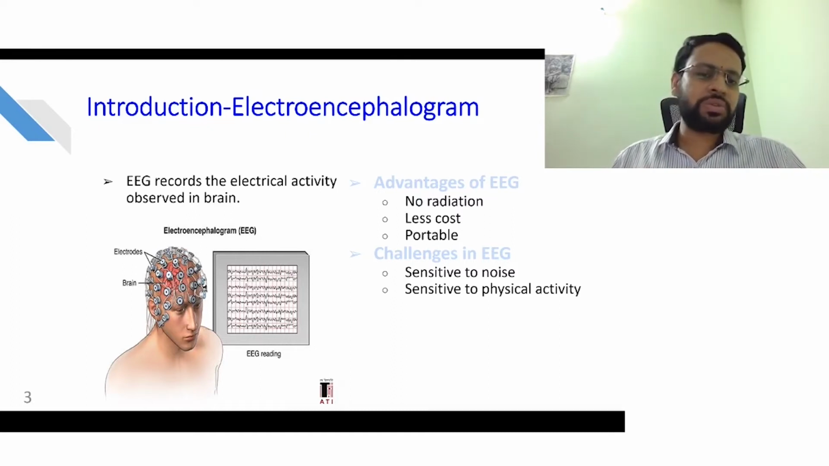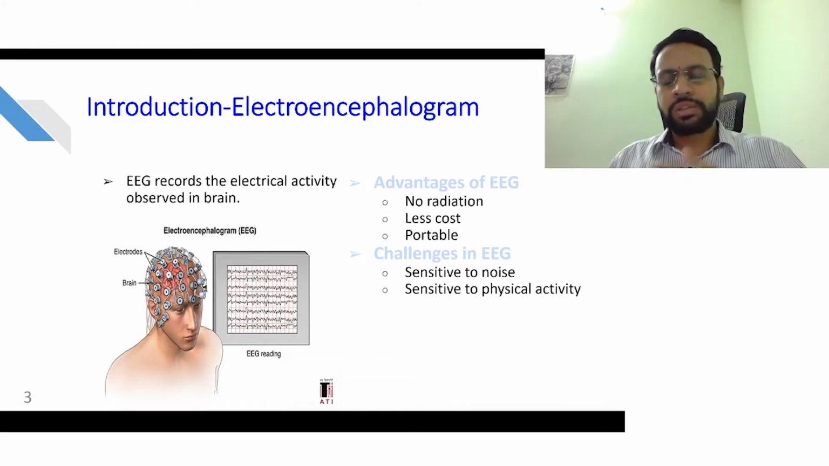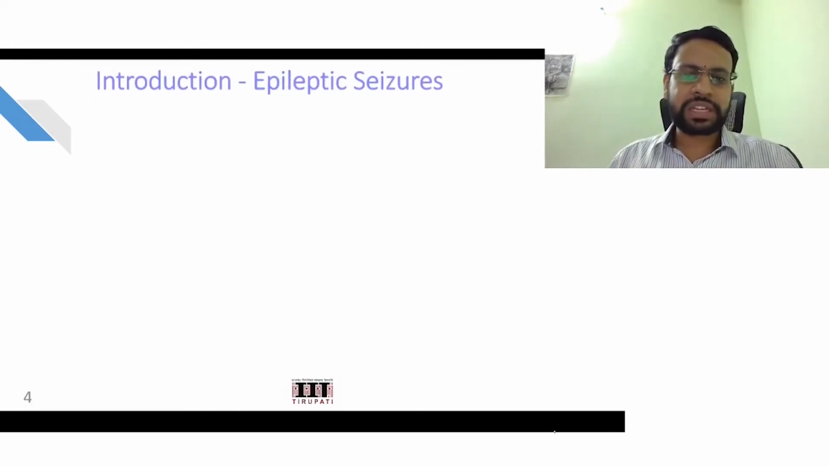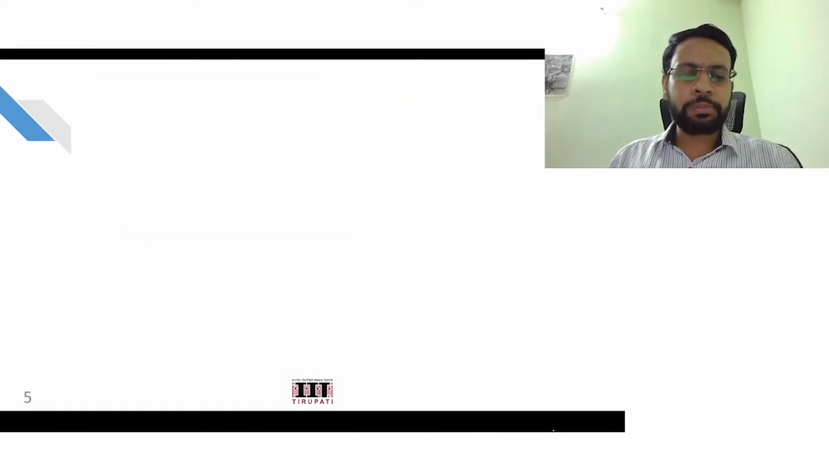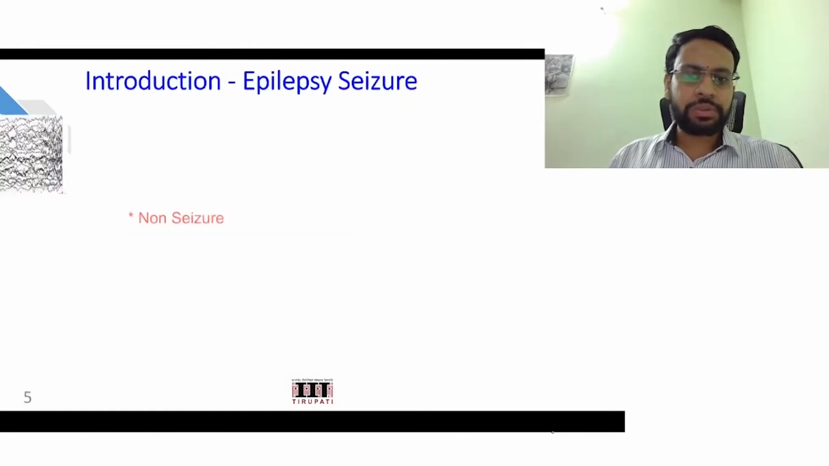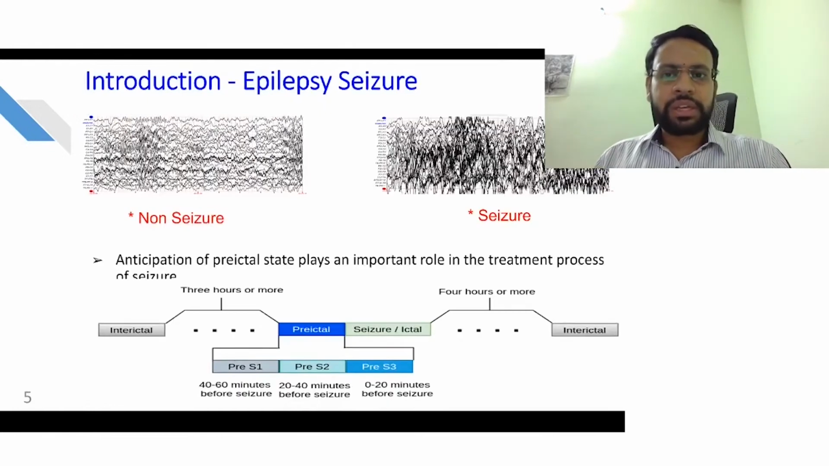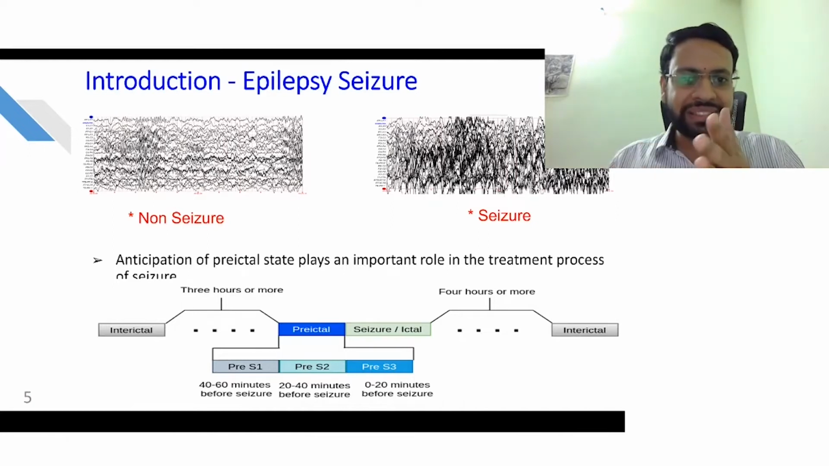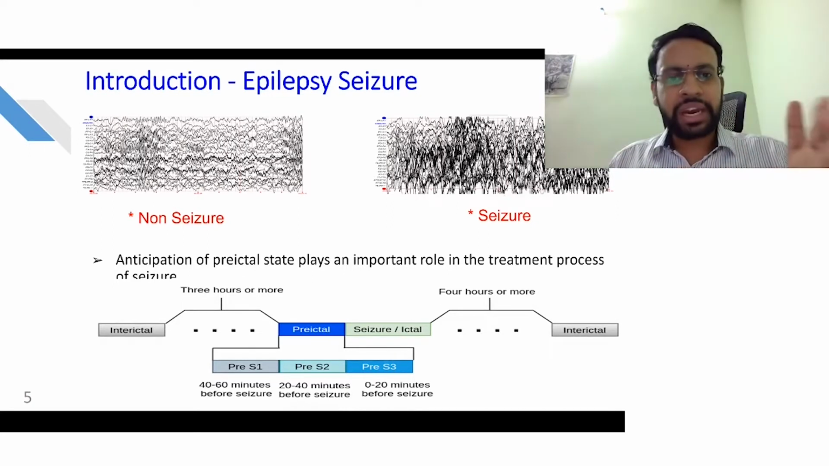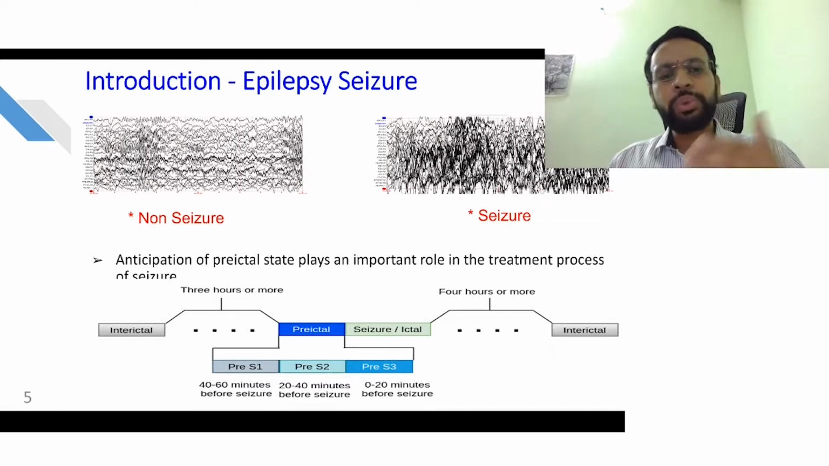It is very sensitive to noise and to the physical activity that the person is doing. This is a very interesting biomedical signal processing problem. Epilepsy, you detect it from the abnormal electrical activity of the brain. For example, the left hand side shows the electrical activity that you would observe in different channels for a non-seizure patient, and the right hand side shows when there is an occurrence of seizure.